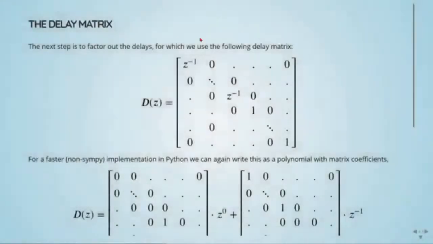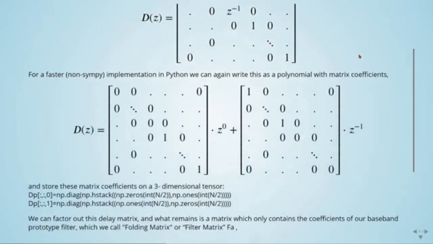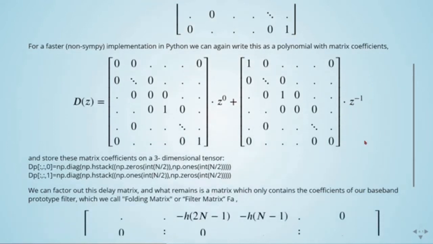As we said before, we can factor out the delays using what we are calling the delay metric, even here. So for faster implementations, we are not going to use symbolic mathematics, we are not going to use SymPy, and we can again rewrite this matrix as a polynomial with matrix coefficients. We have this delay matrix Z, so here we have the terms of Z to the power of 0 plus this matrix Z to the power of minus 1, and we store these matrix coefficients in a three-dimensional tensor.